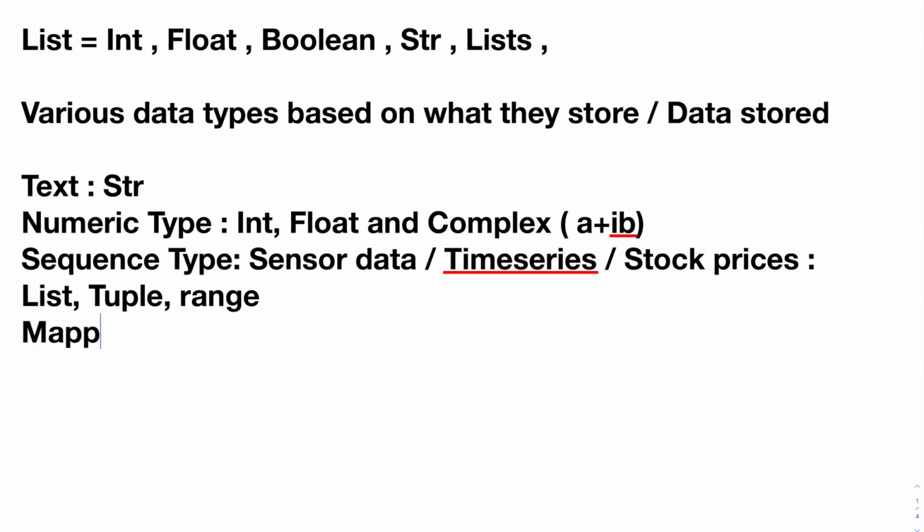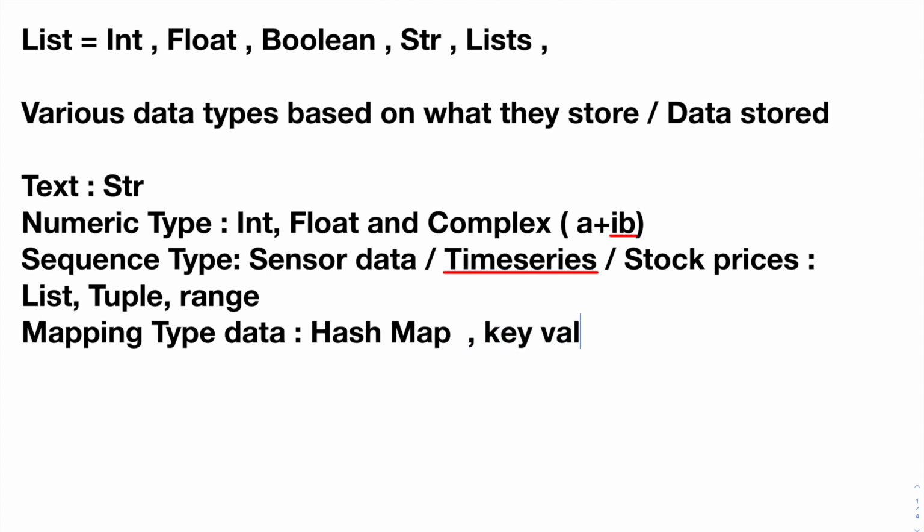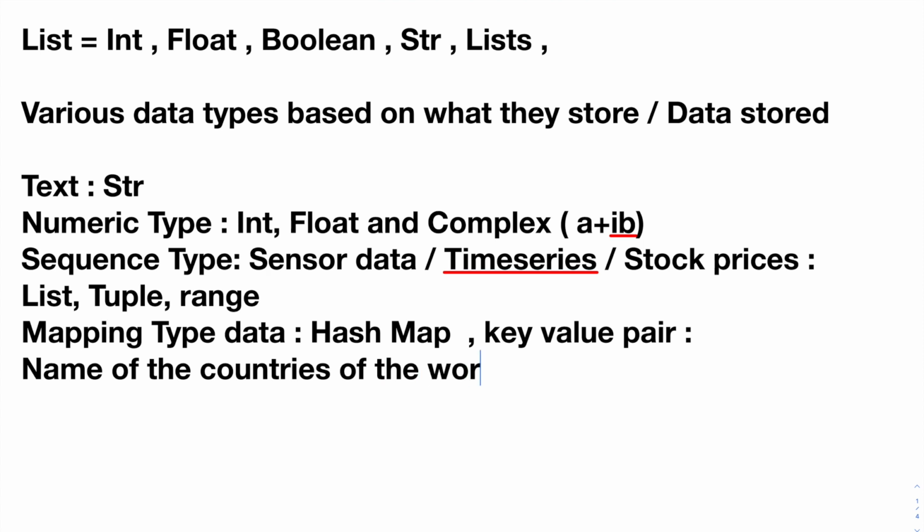Moving on, if we have to store mapping type data, what is mapping type data? Let's say we have to store something in a hash map. If you are aware of that, well, if you are not aware, let me explain it quickly. It will be something like a key value pair. As an example, let's say you have to store the names of the countries of the world and their capital cities.